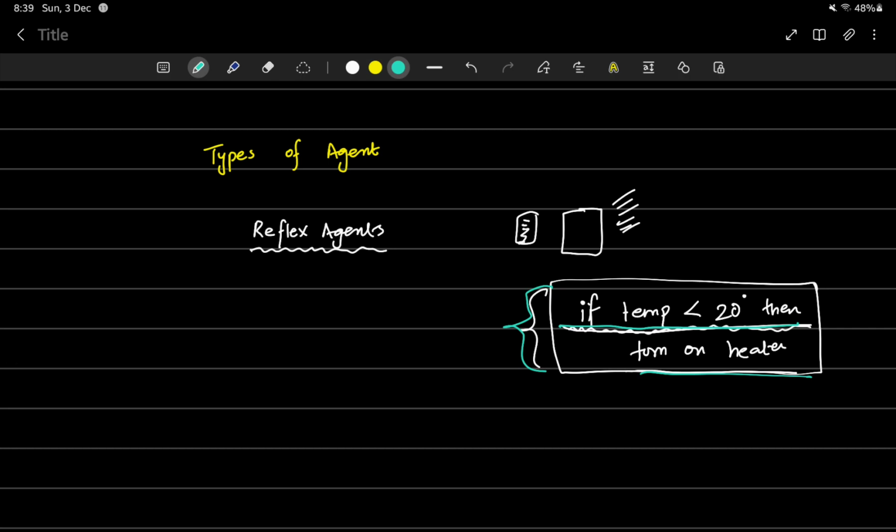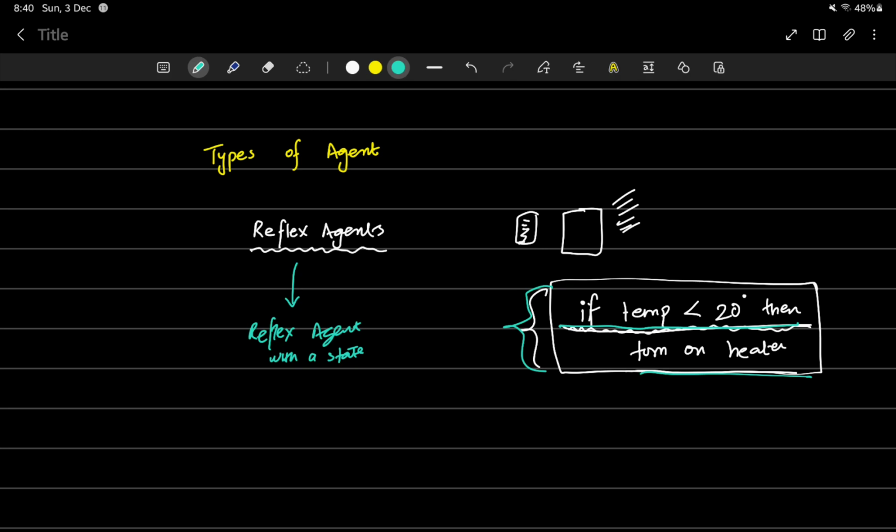Okay, now we have another subtype of this, which is called reflex agent with a state. So a reflex agent with a state maintains an internal representation of the current state of the world. This current state allows the agent to consider not only the current perception but also information about the history of past perception and actions.